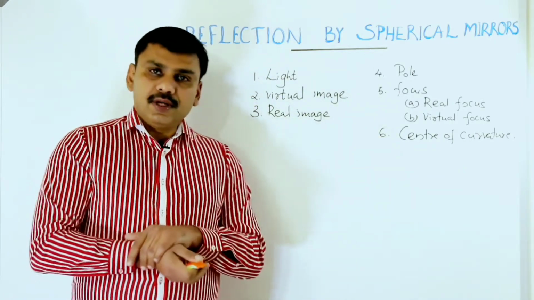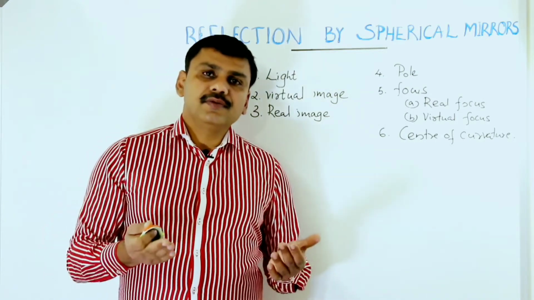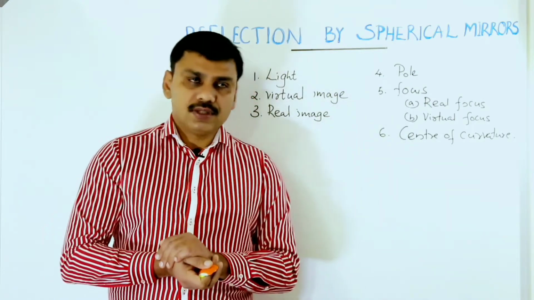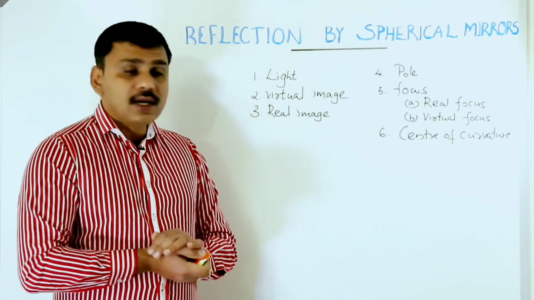Then center of curvature. Center of curvature means it is the center of the sphere from which the mirror is formed. So these are the important terms related with the spherical mirrors.